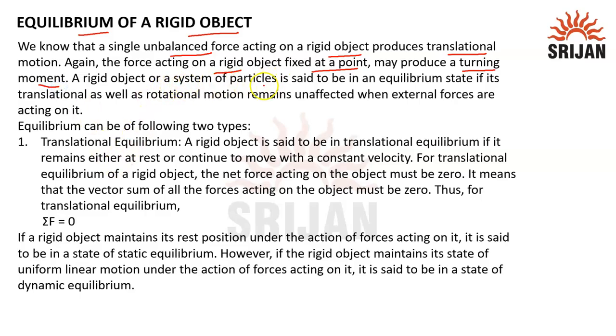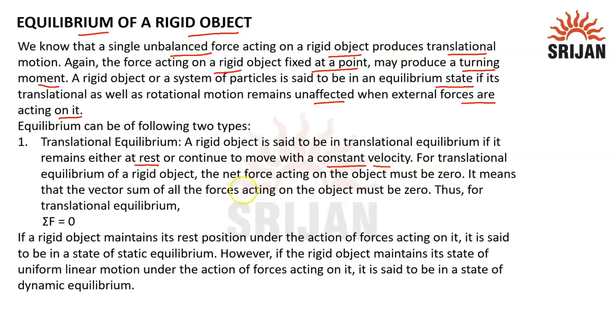A rigid object or a system of particles is said to be in equilibrium if its translational as well as rotational motion remains unaffected when external forces are acting on it. So we can say that equilibrium can be of the following two types. Translational equilibrium: a rigid object is said to be in translational equilibrium if it either remains at rest or continues to move with a constant velocity. That means the object is not moving at all, or it is moving with a constant velocity, so its speed or velocity is not increasing or decreasing.